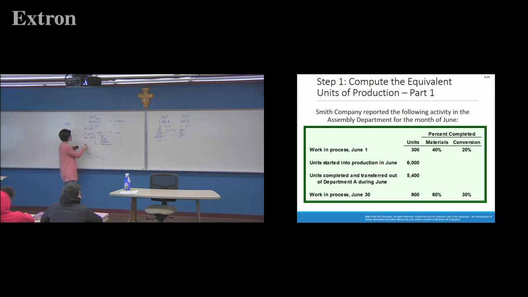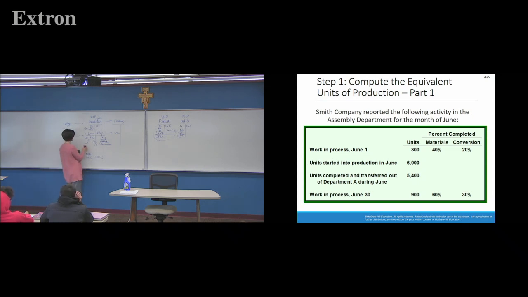So in terms of materials and then conversion costs. So there's my direct materials and my conversion costs. According to this table here, my 900 units that are still in this department are 60% complete in terms of materials, and they're 30% complete in terms of conversion costs. Now I'm going to show you how to do this a little bit more of a formal way, but this is my T account way.